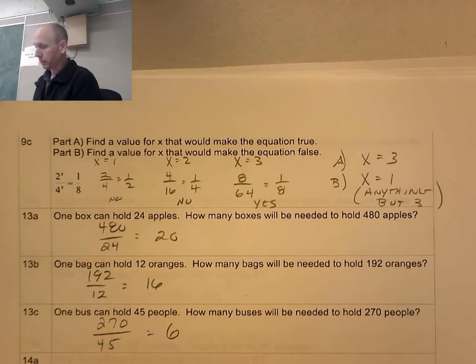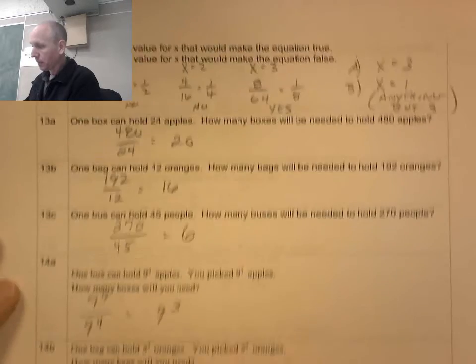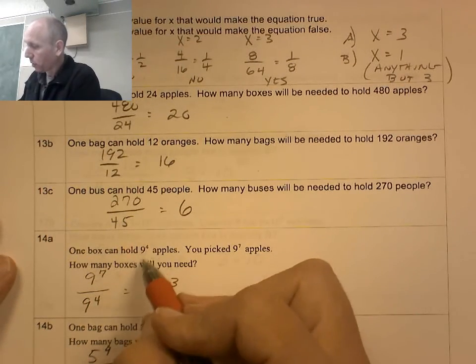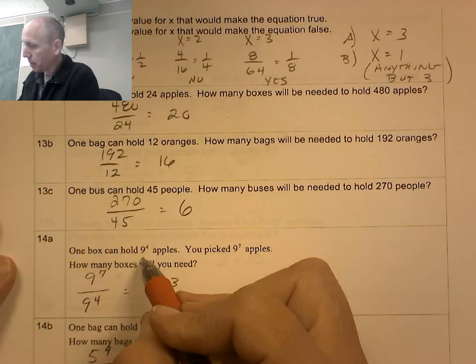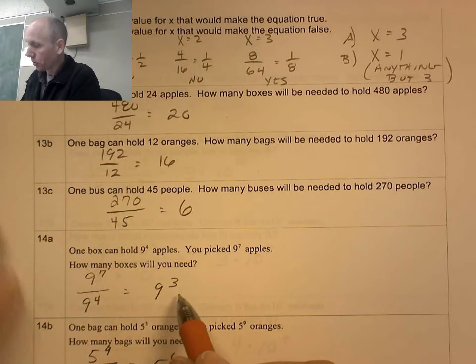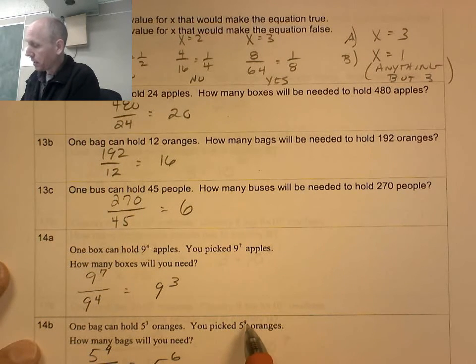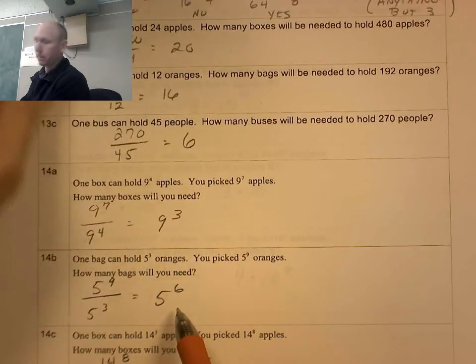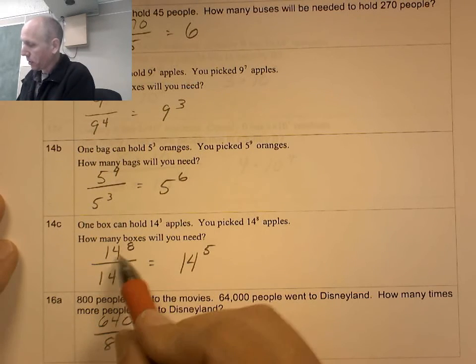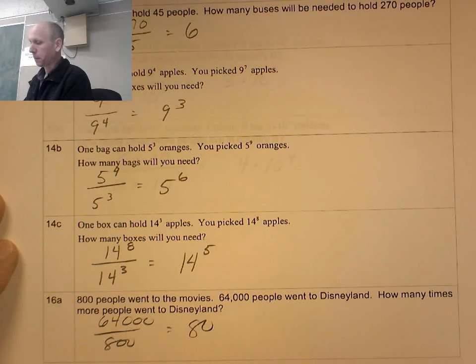Now let's do it with some exponents. I pick 9 to the 7th apples divided by 9 to the 4th per box. I know they're big boxes. So 9 to the 7th over 9 to the 4th is 9 to the 3rd. 5 to the 9th oranges, and a bag can hold 5 to the 3rd oranges. 5 to the 9 over 5 to the 3 means I need 5 to the 6th bags. And the last one, 14 to the 8th over 14 to the 3rd is 14 to the 5th.